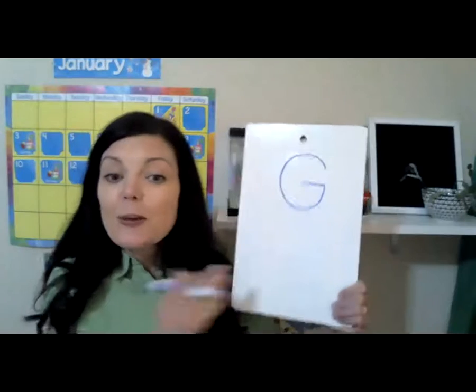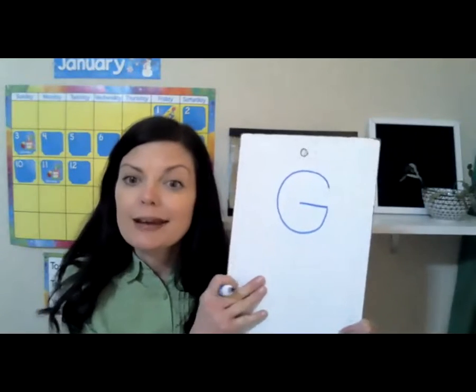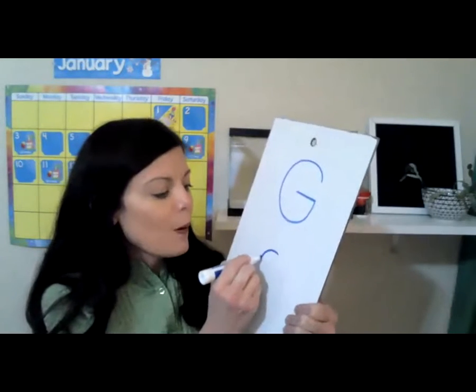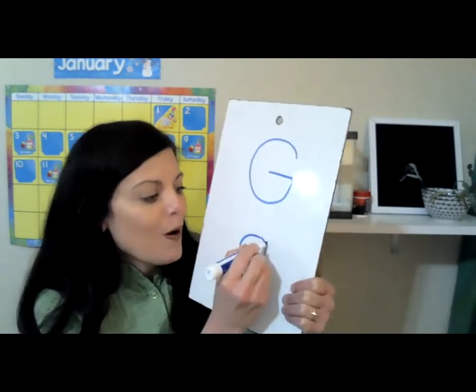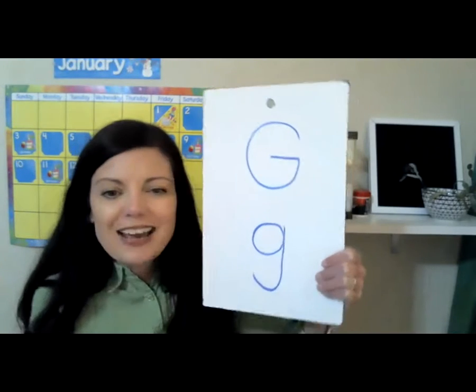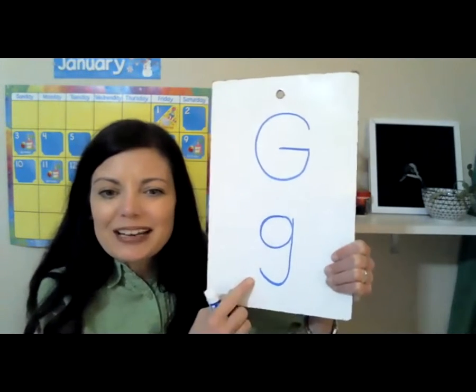Do you have a cat by chance? Or do you know somebody that has a cat? Sometimes cats like to chase things like a ball or a string. So the lowercase g makes me think about a cat. So here's a ball, and the cat's gonna hide behind the ball. All we can see is his tail. So that's the lowercase g.